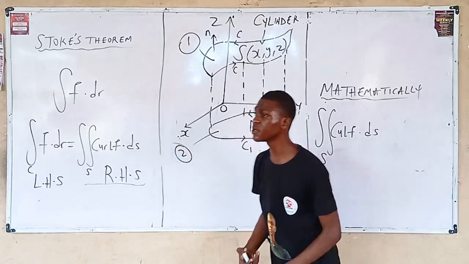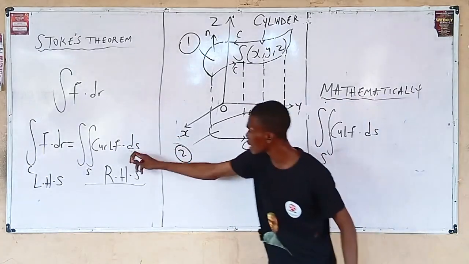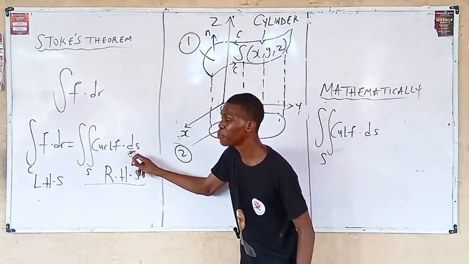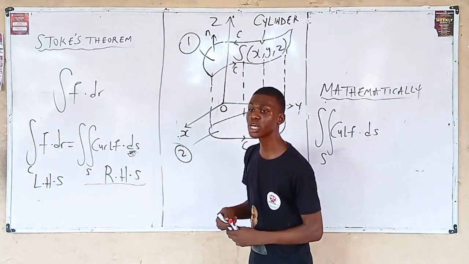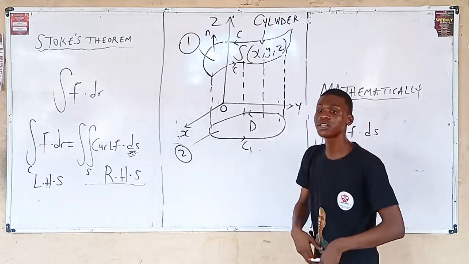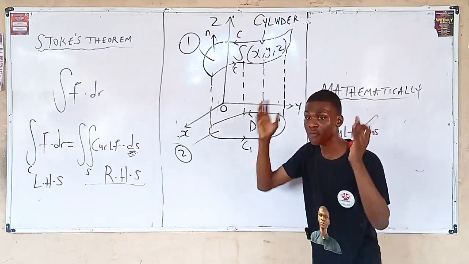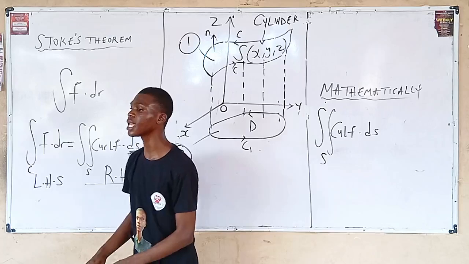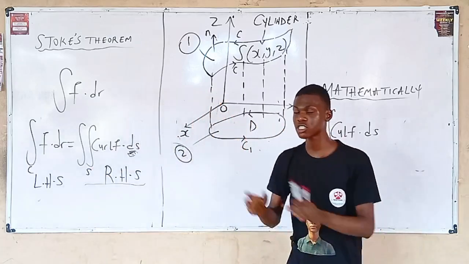When I say varies, meaning this ds is not constant. It always changes, and it is changing based on the surface you are using. Let's say you are using a cylinder and you are using a hemisphere. It is obvious that the surface of a hemisphere is different from the surface of a cylinder.